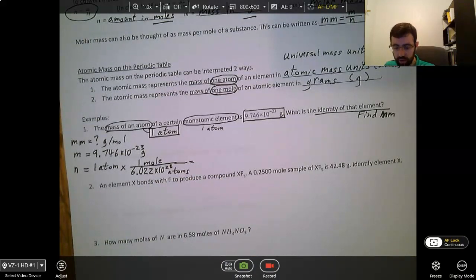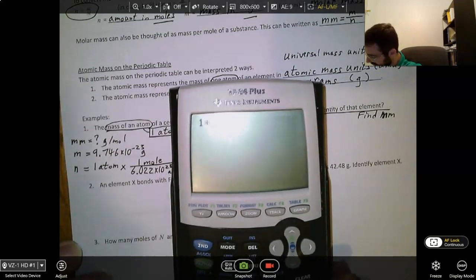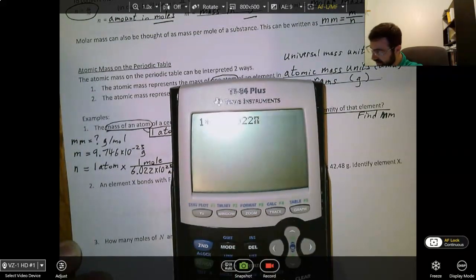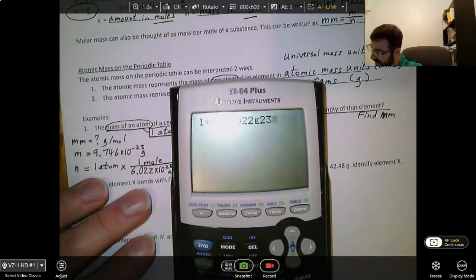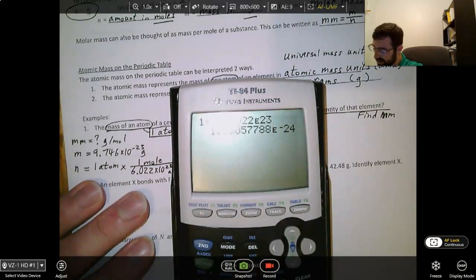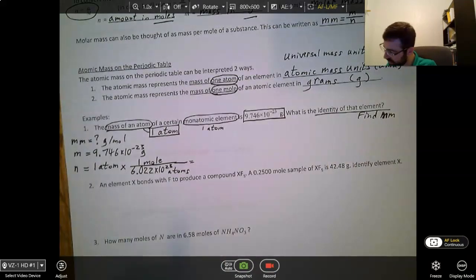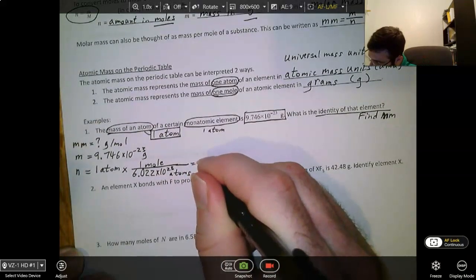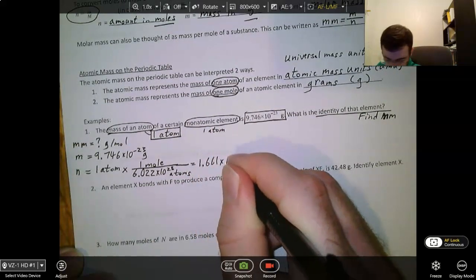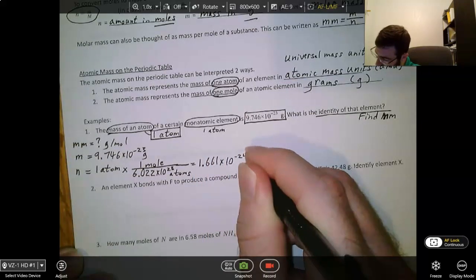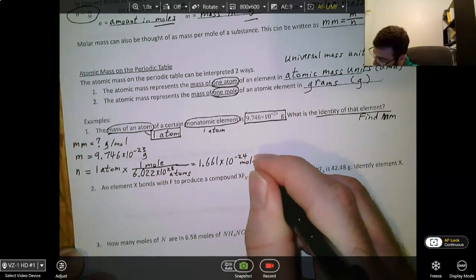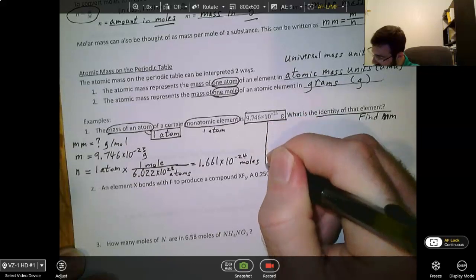1 times 1 over 6.022 times 10 to the 23rd. Don't forget about the E button. 23rd, not 32. There we go. 6.022 times 10 to the 23rd. And I end up with 1.661 times 10 to the negative 24th power moles. Okay, that's got me one step farther.